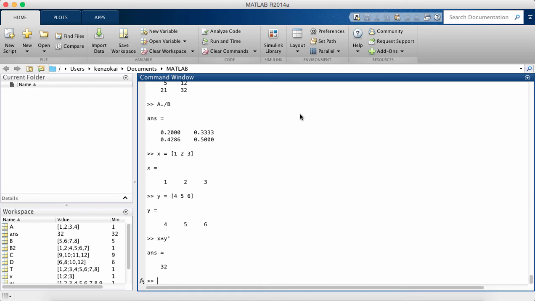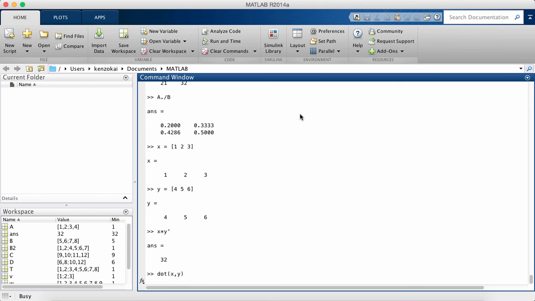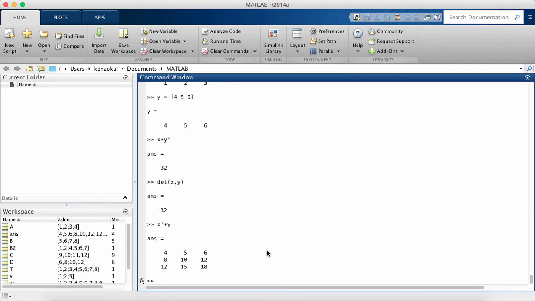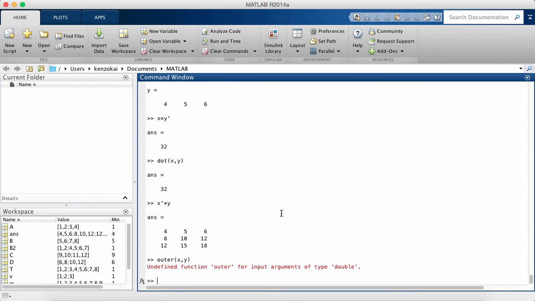Another way you can do the dot product in Matlab is by using the dot function. We'll cover functions more in a later lecture, but we'll introduce you to some today. So another product you might be interested in is called the outer product. That would be just the opposite of what I did before. So instead of transposing y and leaving x alone, I'm going to transpose x and leave y alone. So that would give me a 3 by 1 vector times a 1 by 3 vector. And so the result would be a 3 by 3 matrix. Right, so that's the outer product. And there is no function for outer product in Matlab.